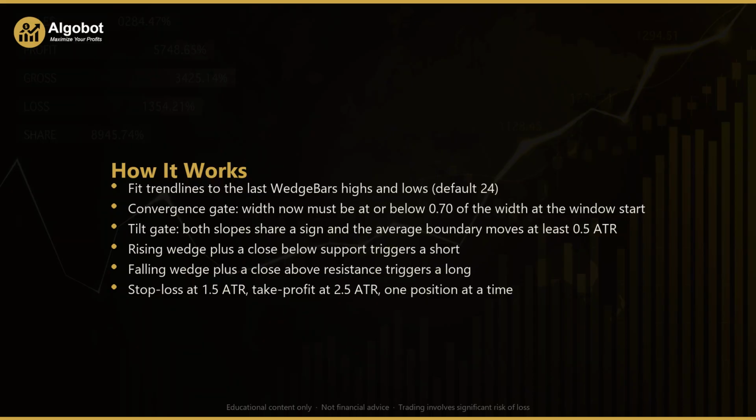With the wedge confirmed, the strategy classifies it. If both lines slope up, it's a rising wedge, and the bias is bearish. If both slope down, it's a falling wedge, and the bias is bullish. Now it waits for the escape.